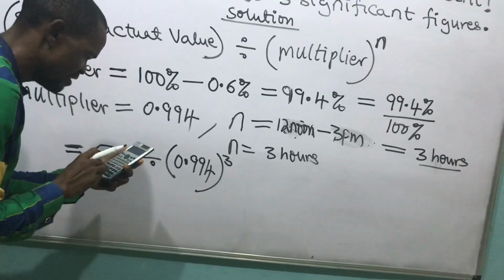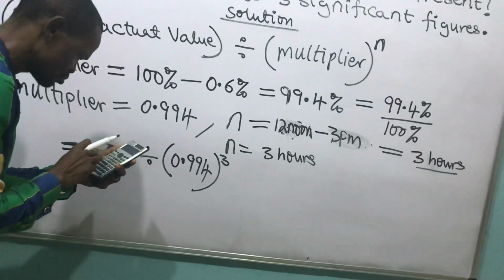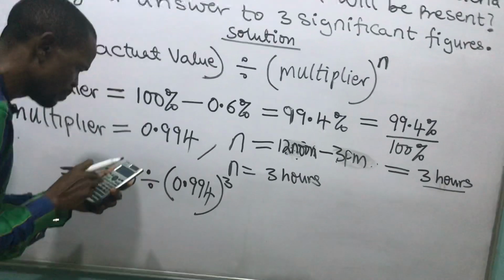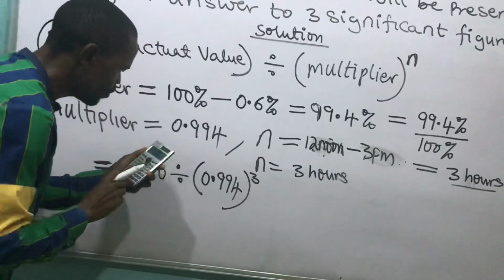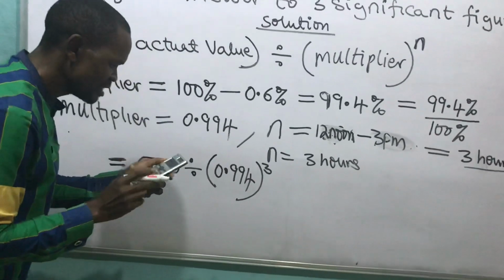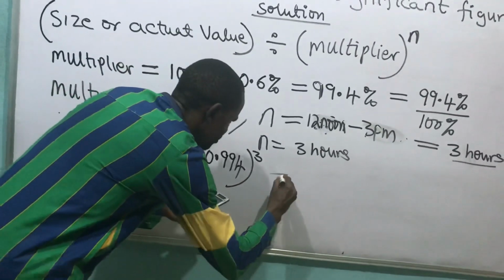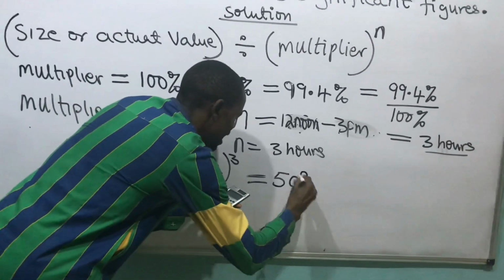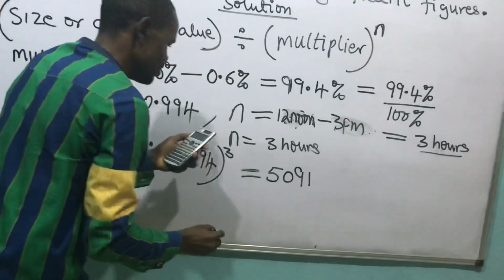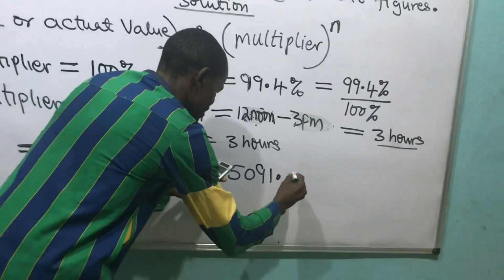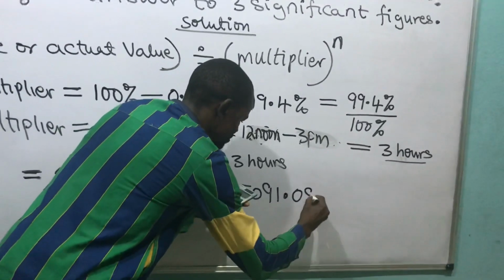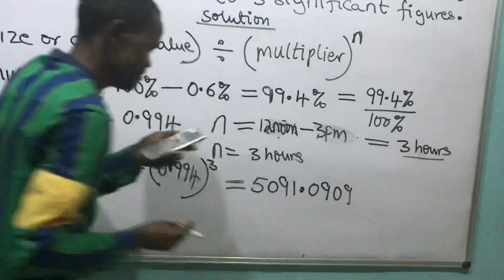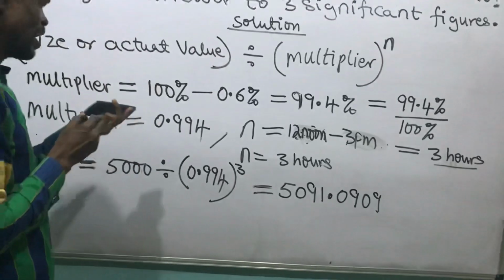5,000 divided by the multiplier, 0.994 raised to power 3. And that will give me, it gives me 5091.0909. That's what it gave me.